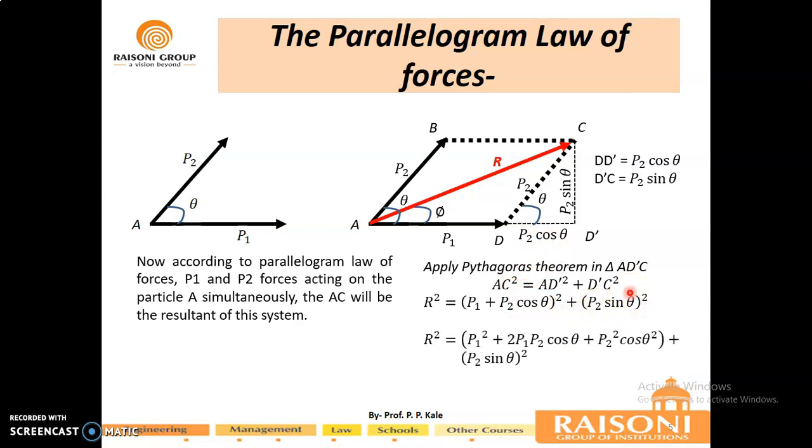Now solving this equation, it will give you R square. Opening this bracket, (A plus B) square is A square plus twice AB plus B square. So P1 square plus 2 P1 P2 cos theta plus P2 square cos square theta plus (P2 sin theta) square. After solving this particular equation, we will get this, and from this we will get cos square theta plus sin square theta, which is a trigonometric identity, so it is always equal to 1.